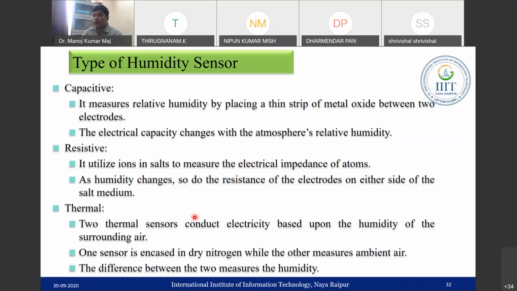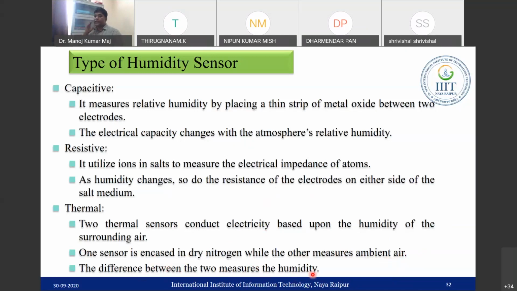The thermal humidity sensor: we can have two thermal sensors that can conduct electricity based upon the humidity of the surrounding air. So basically it can be treated as heat. Here one sensor is encased in dry nitrogen, while the other measures in the ambient air, and the difference between the two measures the humidity.